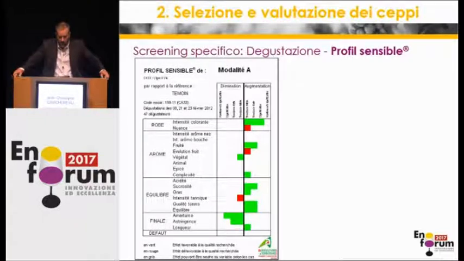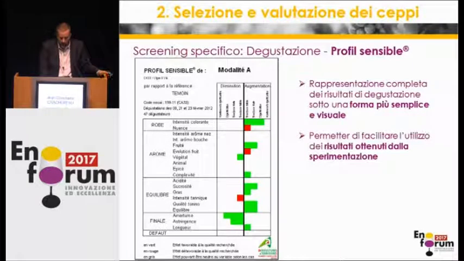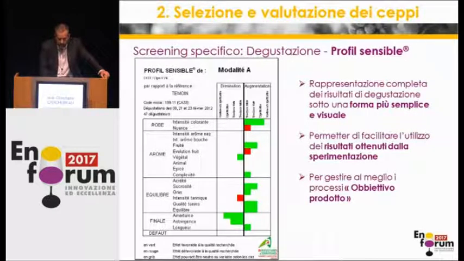To represent all these nuances and differences, we have developed at the Agricultural Chamber a representation, a chart that we call the profil sensible, or sensitive profile, that represents each of the samples compared to the control. This is a visual way to summarize all the results of our experiment into one simple chart.